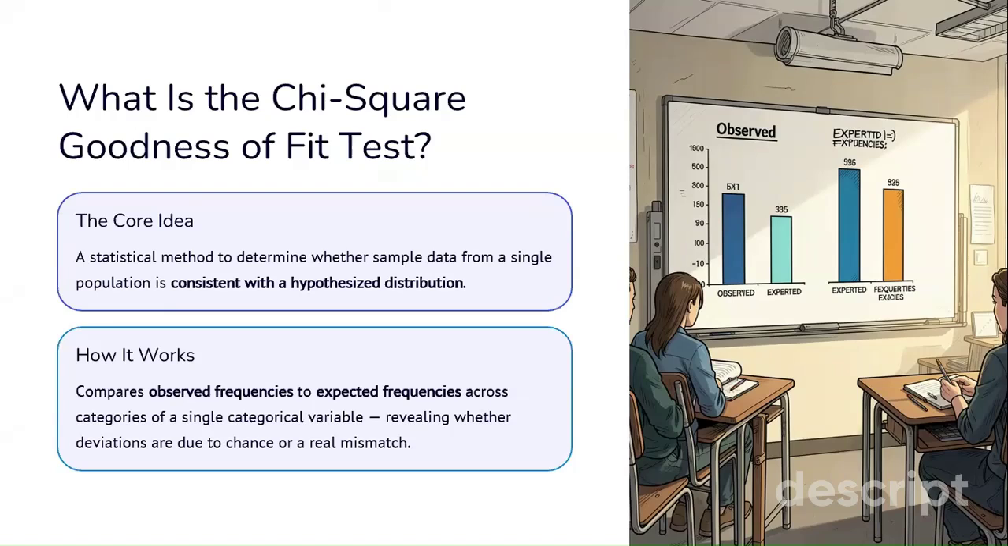The chi-square goodness of fit test is a statistical method used to compare observed frequencies with expected frequencies. The main idea is simple. We check whether the difference between observed and expected counts is small enough to be explained by random chance. If the differences are large, we may conclude that the population does not follow the hypothesized distribution. This test is used for a single categorical variable with multiple categories.